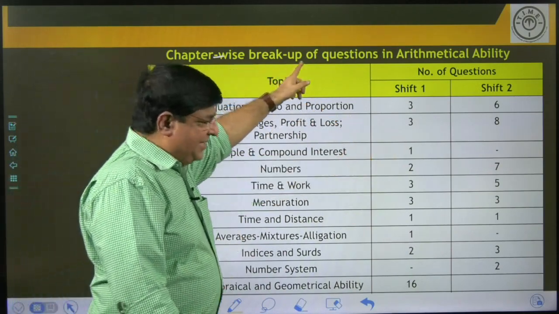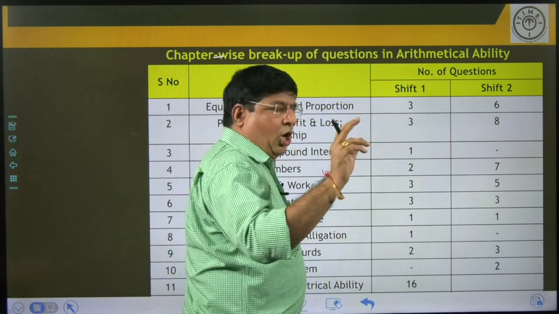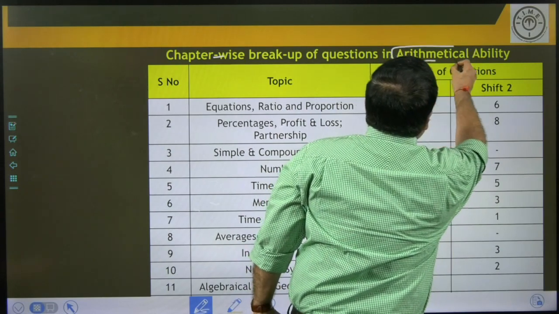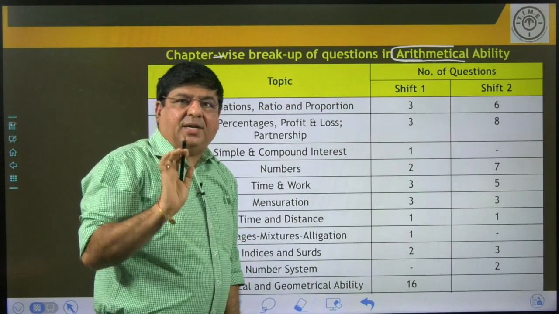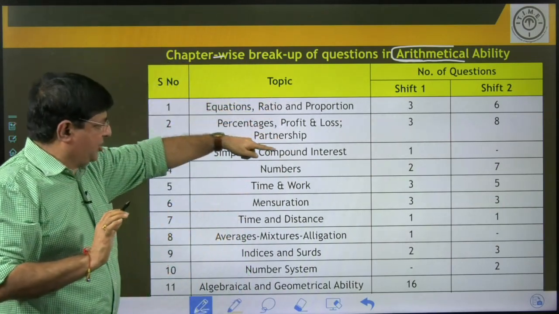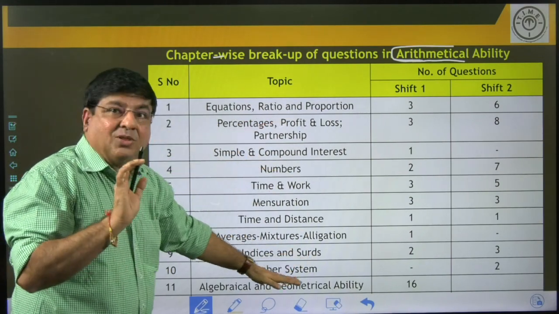Generally, in this section, by the name arithmetical ability, we get questions only from arithmetic topics. Arithmetic topics mean equations, ratio, profit and loss, percentage, simple interest, numbers, time and work, mensuration, etc. All this is called arithmetic topics.